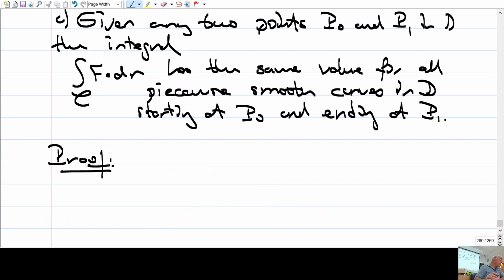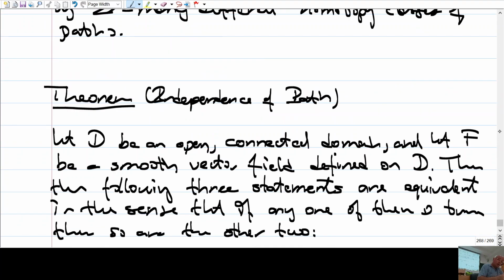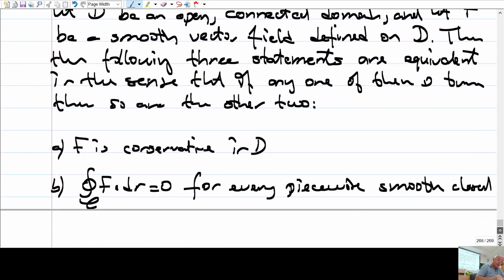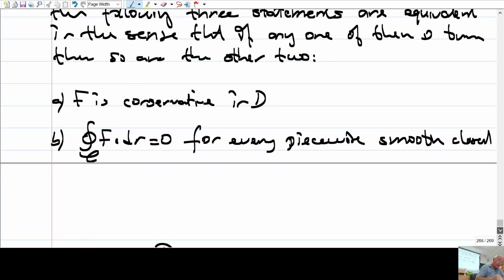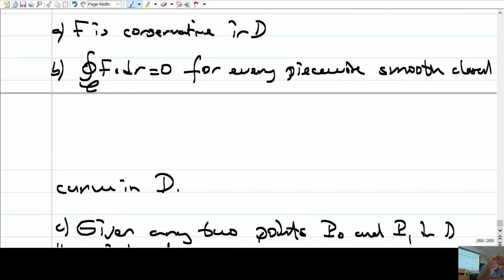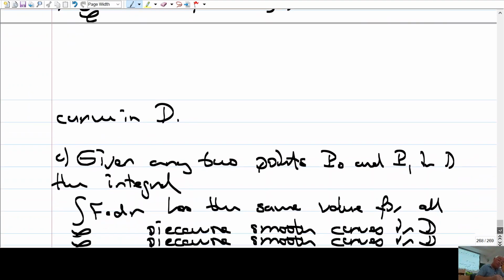Now let's see why this is true. If you want to prove something like this, which states that three conditions are equivalent, then you should be able to prove the following. If A is true, then B should be true. If B is true, then C should be true. If C is true, then A should be true. So let's see how we can prove this.